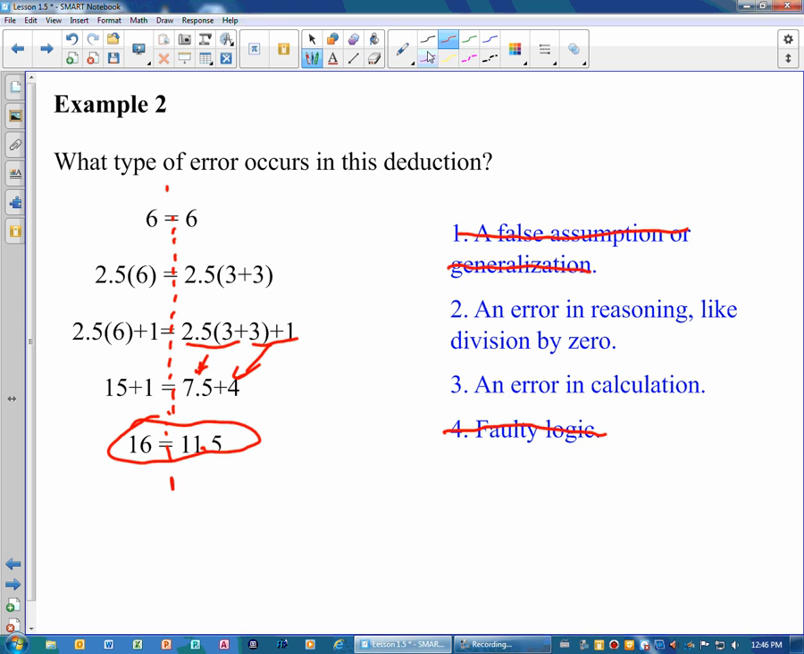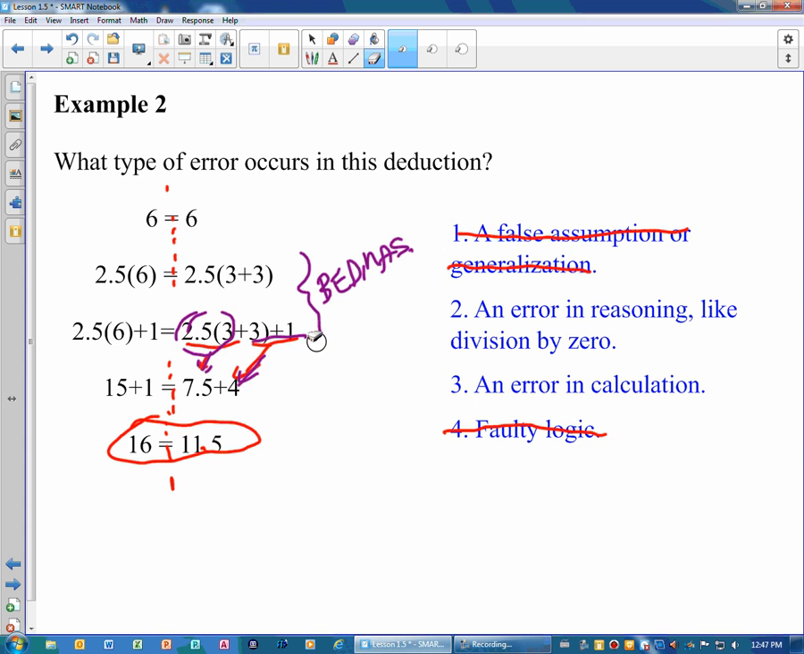Well, have you spotted the problem? It's a BEDMAS thing right here, isn't it? We haven't followed BEDMAS. What they've done here is they've taken 2.5 times 3, which is 7.5, and then they took this 3 plus 1 and made it 4. But we're not allowed to do that. BEDMAS says that I first of all have to do what's in brackets first. So I'd have to take the 3 plus 3 and get 6. And then I'd have 6 times 2.5, which is 15. And then I'd have that 1 left over. So there is an error in calculation.